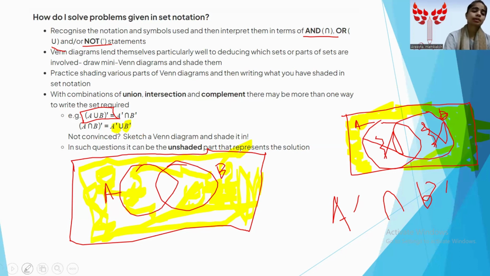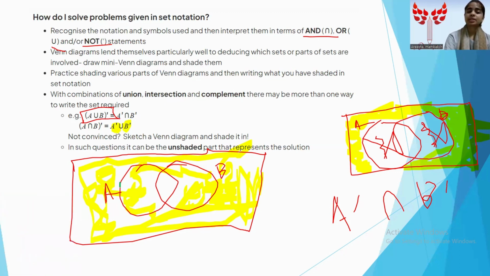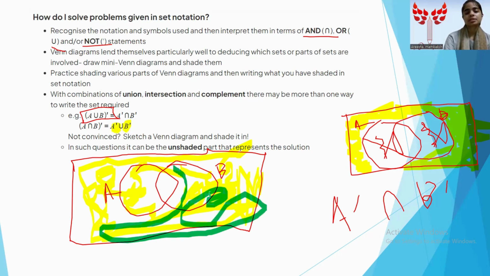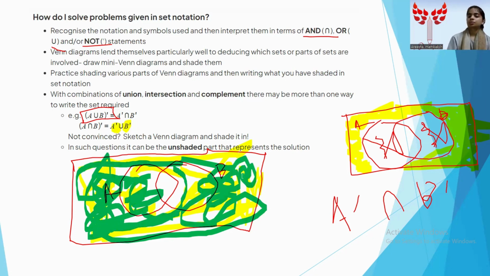Because, see, what is A complement? A complement is this part, right? And what is B complement? B complement is this part. All of it united. The same things are shaded, right? So you can get shading related questions.